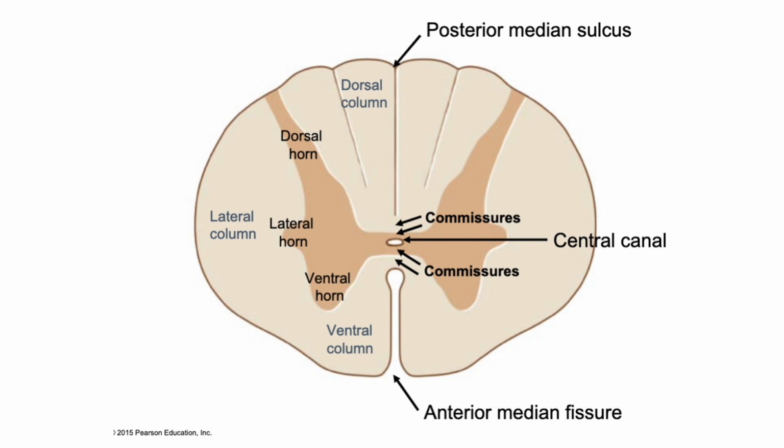Next, we have the dorsal column, lateral column, and ventral column, followed by the dorsal horn, lateral horn, and ventral horn. This structure often gets compared to a butterfly, and hopefully you can appreciate that, and maybe it can help you remember these structures. Next, we have commissures, as you can see in the middle, and finally we have the central canal.